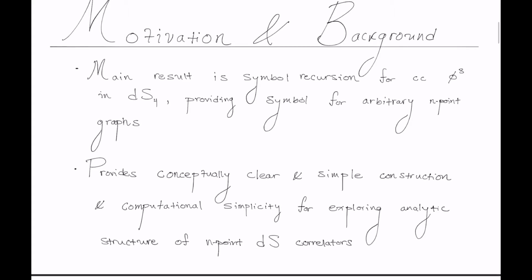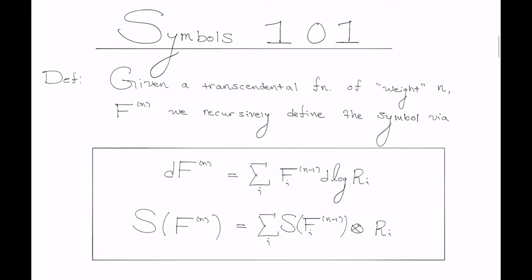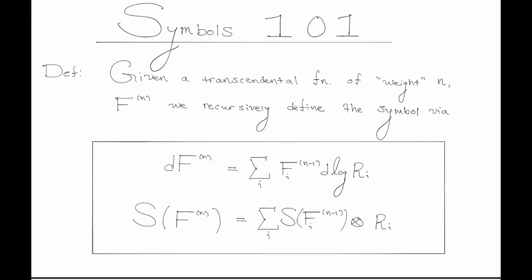So the benefits of this are that the symbol provides a conceptually clear and simple construction and computational simplicity over performing just the time integrals from scratch. And this allows us to explore the analytic structure of endpoint DS correlators with greater simplicity. So with that motivation, now we'll dive into just the basics of symbology.